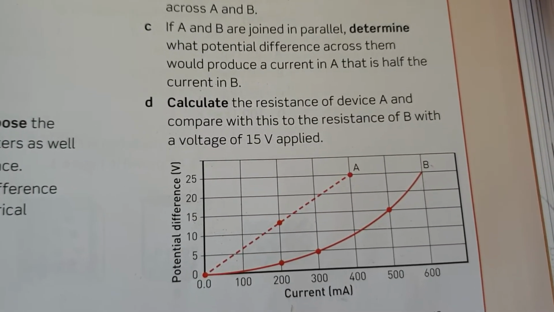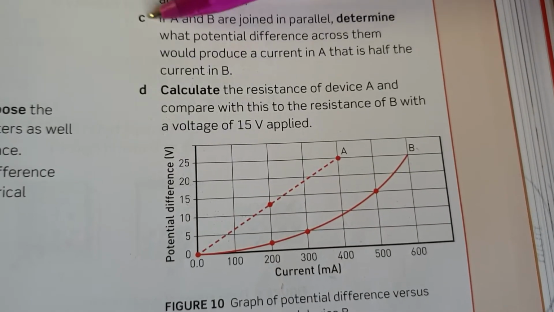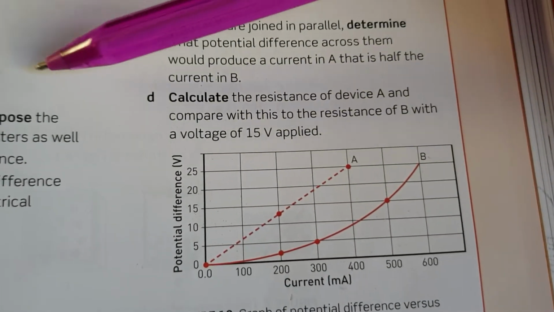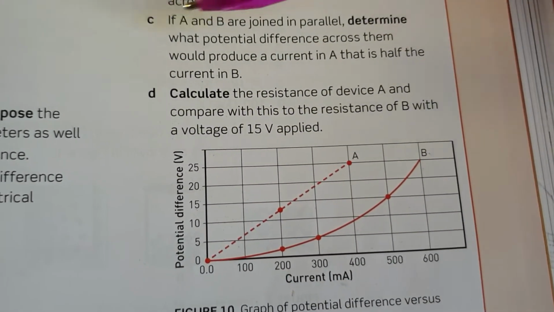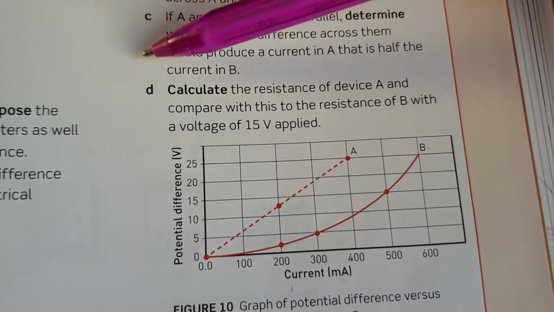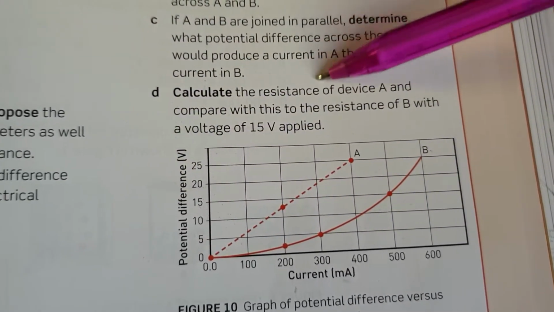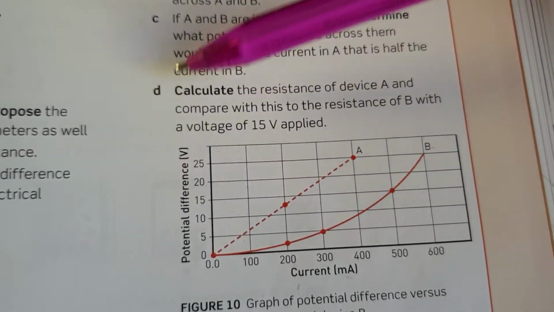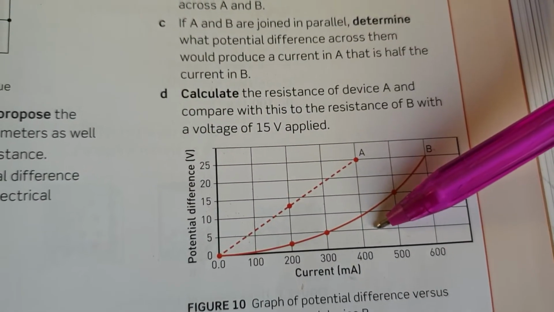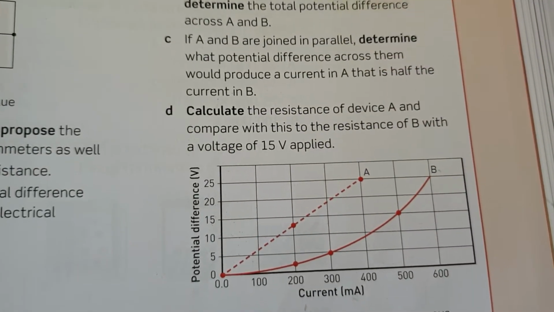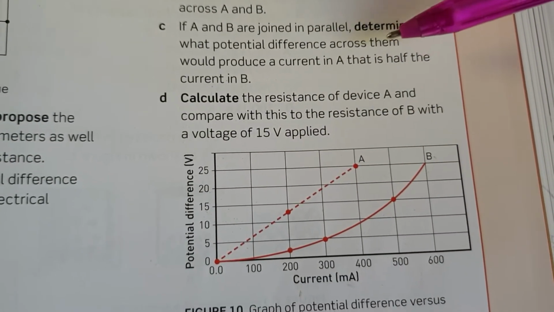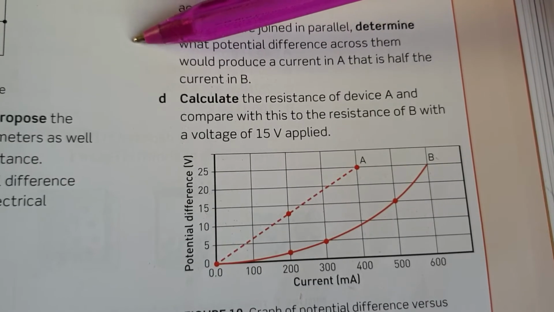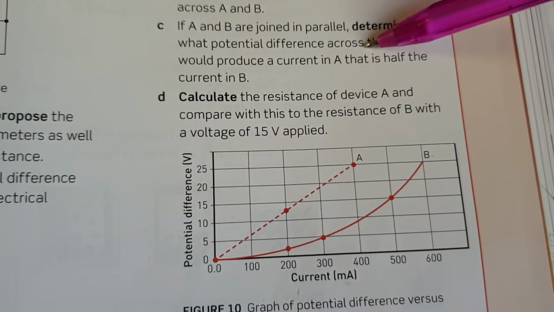Question C now. They are in parallel. So again, just imagine it, or better still draw it. In parallel, we've got A and we've got B. So our current is going to split up. Some of it will go through A, some of it will go through B. It wants to know what potential difference it has to be set at so that the current that goes through A is half of the current that goes through B.